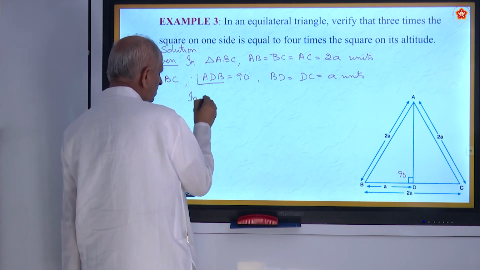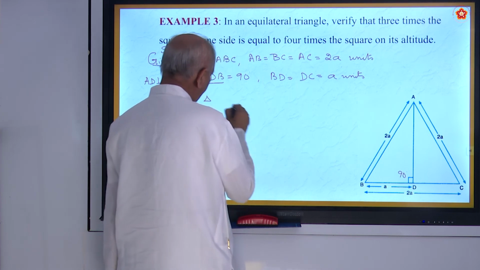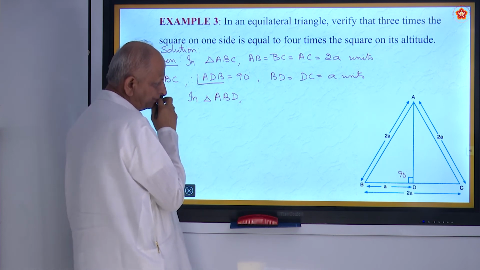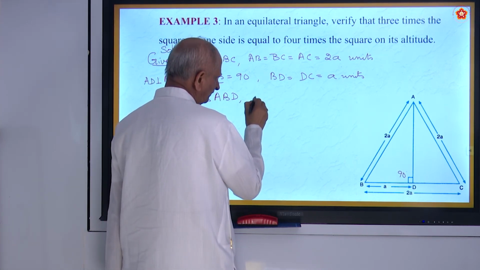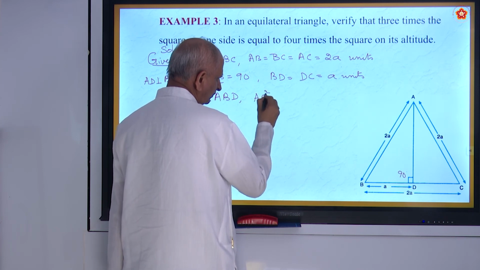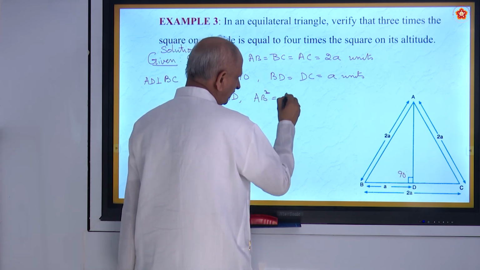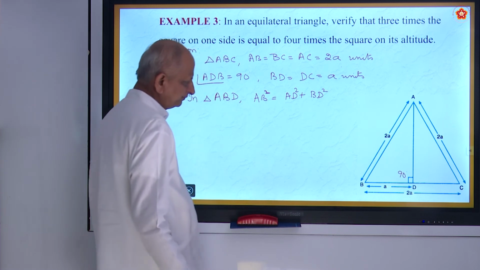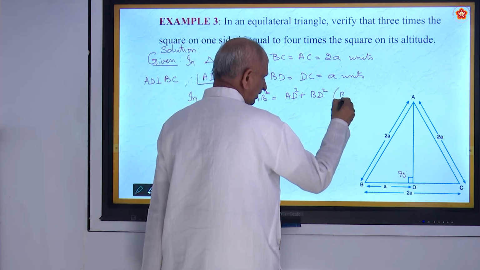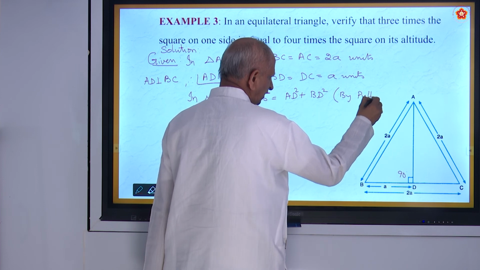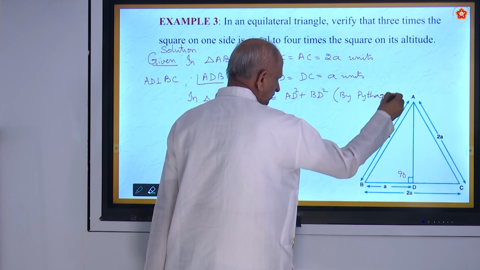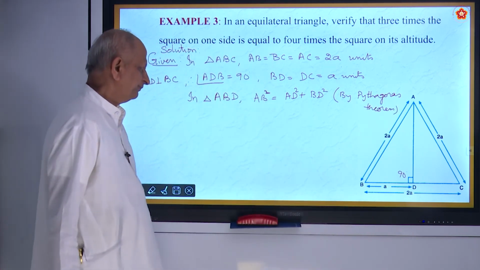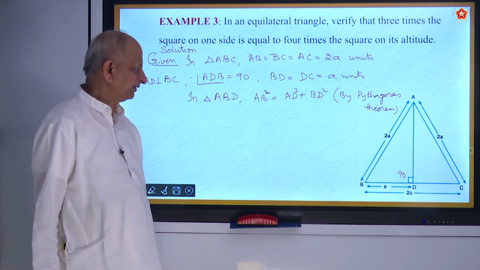So, triangle ABD is a right angle triangle. So, hypotenuse, what is the name of that? AB square is equal to AD square, the altitude, plus half of the base BD square. That is by Pythagorean theorem, Pythagoras theorem. Always in geometry you have to give reasons for all steps. Reasoning is very important in geometry.